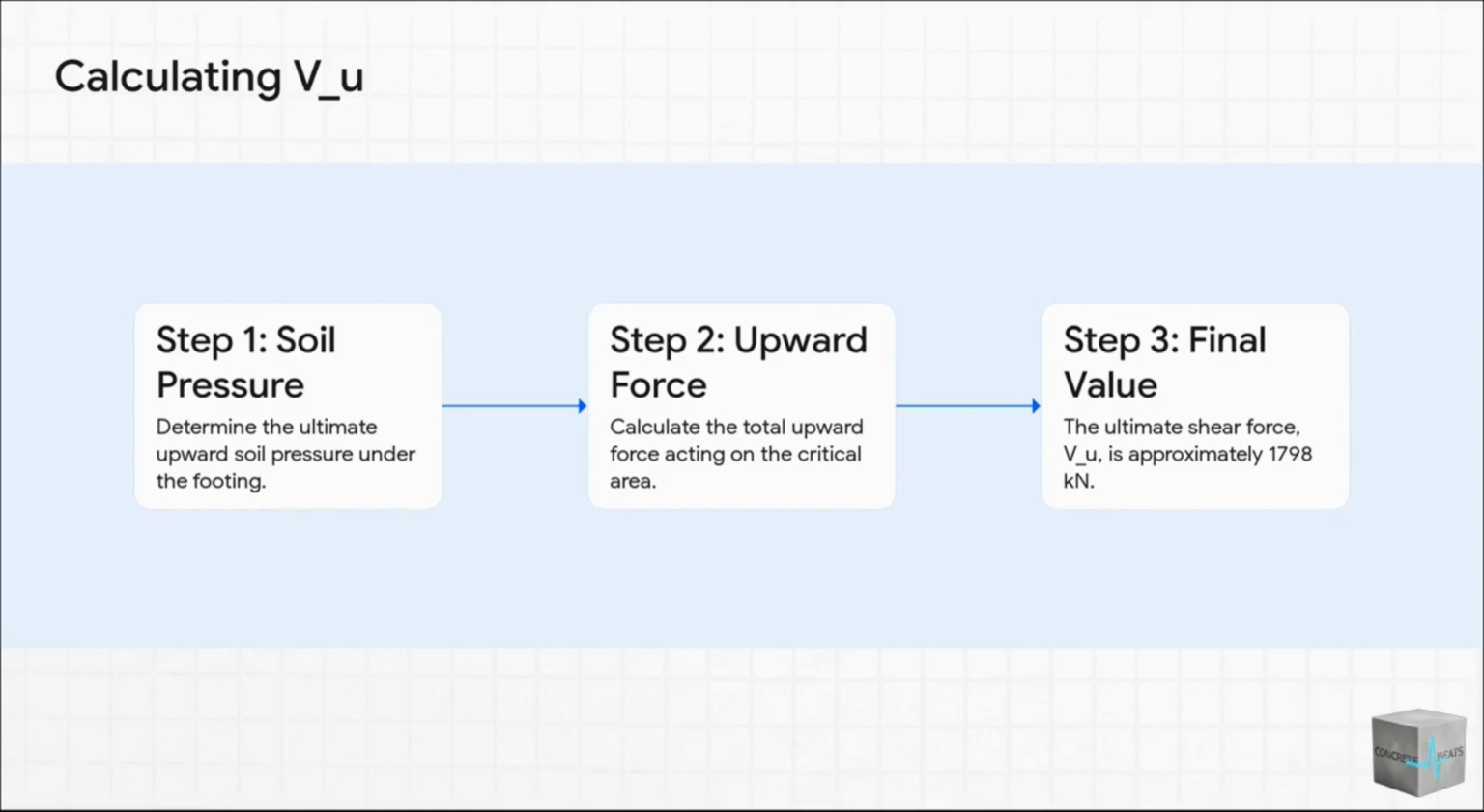So first, let's calculate the demand, which we call Vu. We start by applying factors to our loads, usually something like 1.25 for dead loads and 1.5 for live loads. This gives us a factored upward pressure from the soil. Then we calculate the total upward force acting on the footing. But, and this is key, we subtract the force acting directly under the column's critical area. What's left is the ultimate shear force the concrete has to resist, which in our case is 1798 kilonewtons.